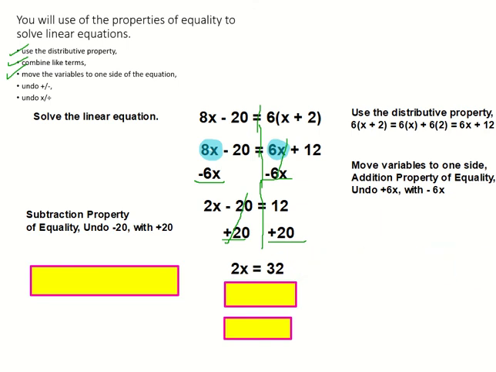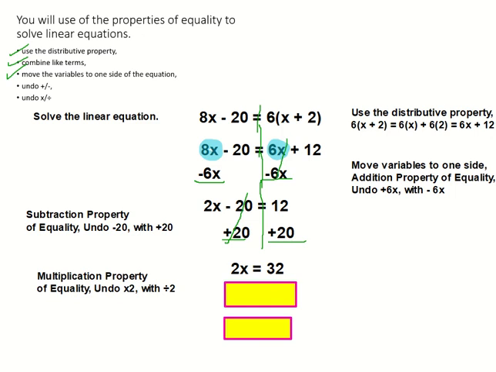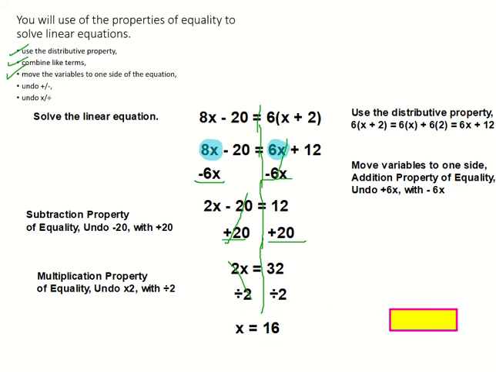My last step is to use the multiplication property of equality. I'm going to undo multiplying by 2 with division. The inverse of multiplication is division, so I'm going to divide both sides of my equation by 2. When I do that, I get the following. 2 divided by 2, those 2's cancel out, so I'm going to cross them off. I'm left with x, and then 32 divided by 2 is 16. So my solution would be x equals 16.